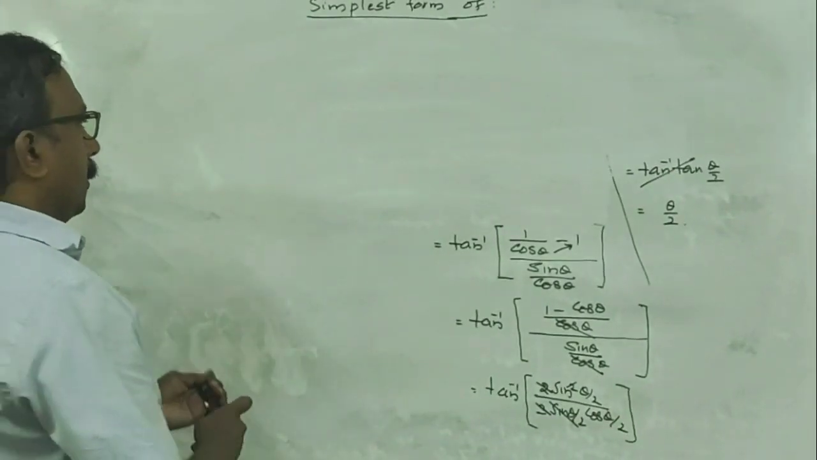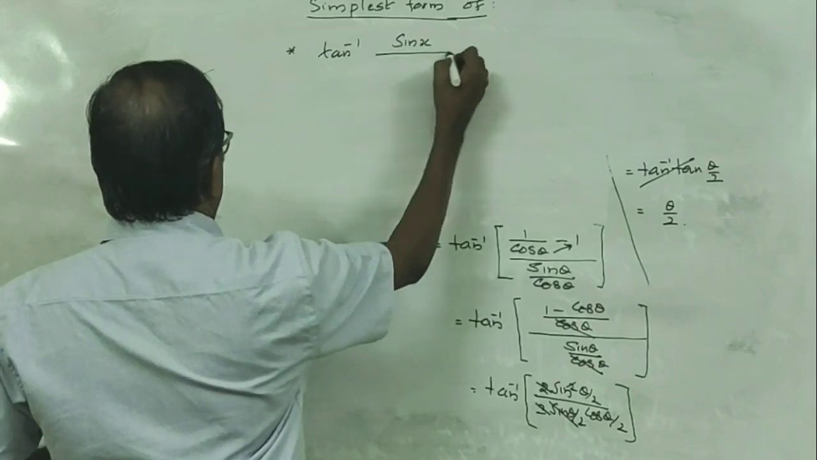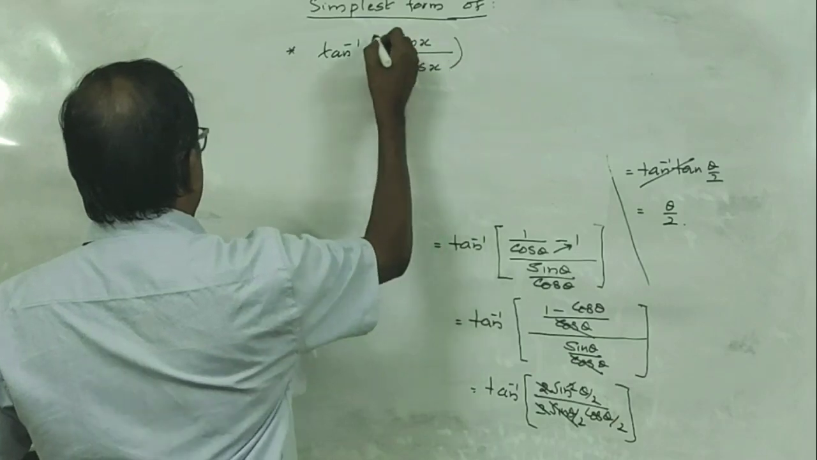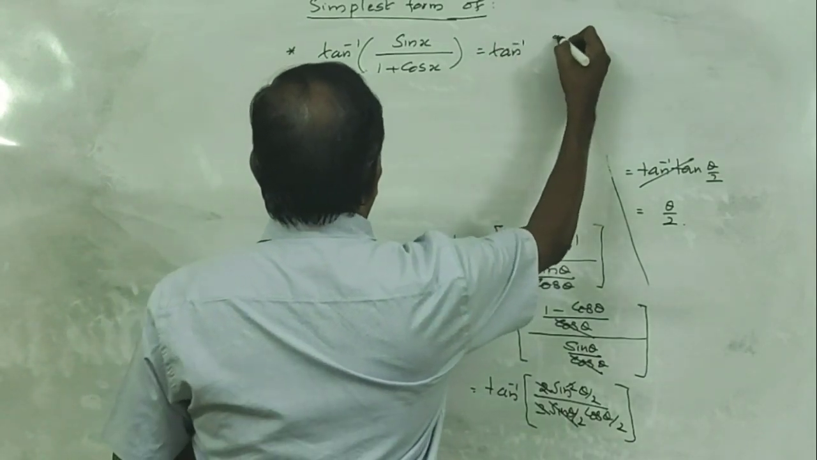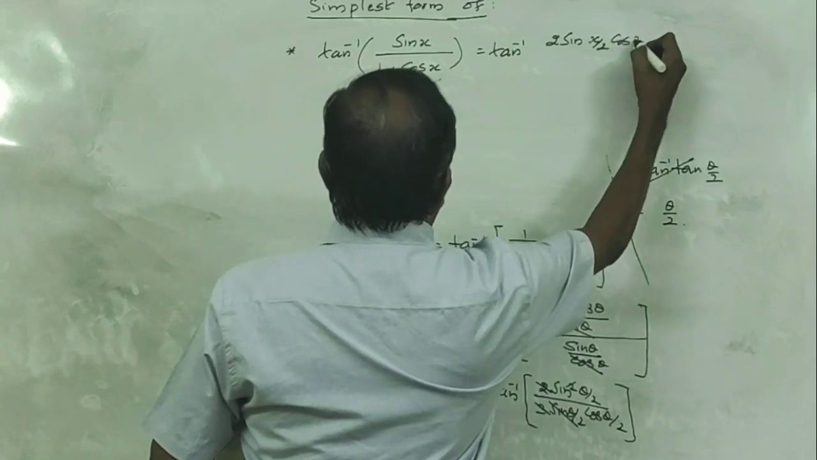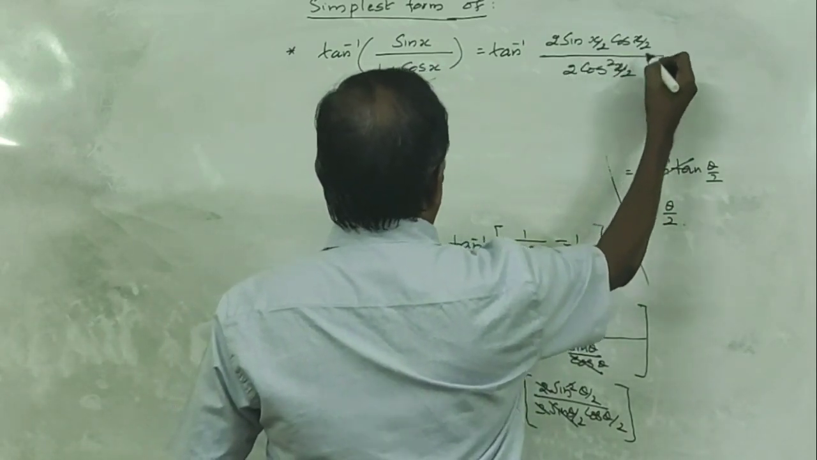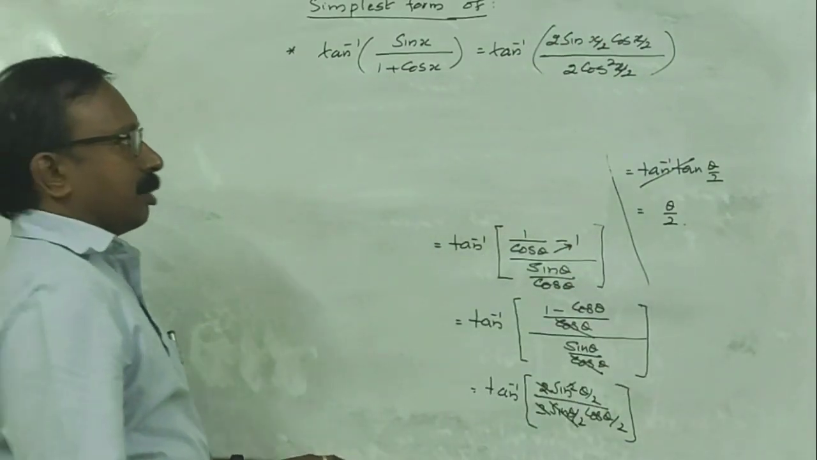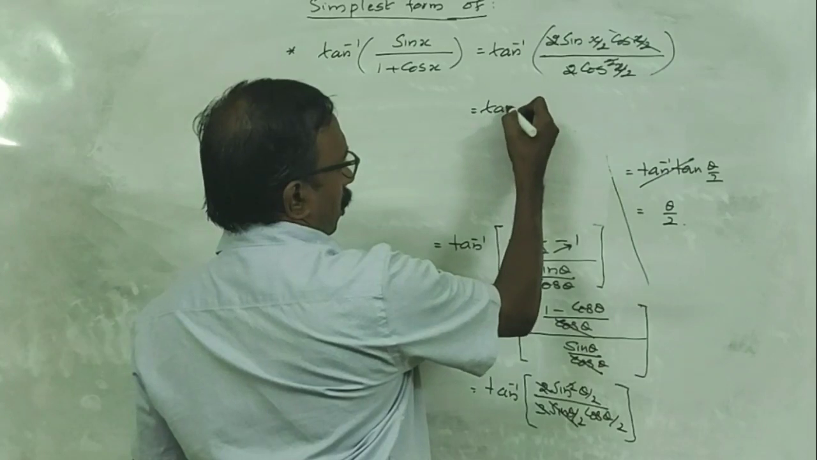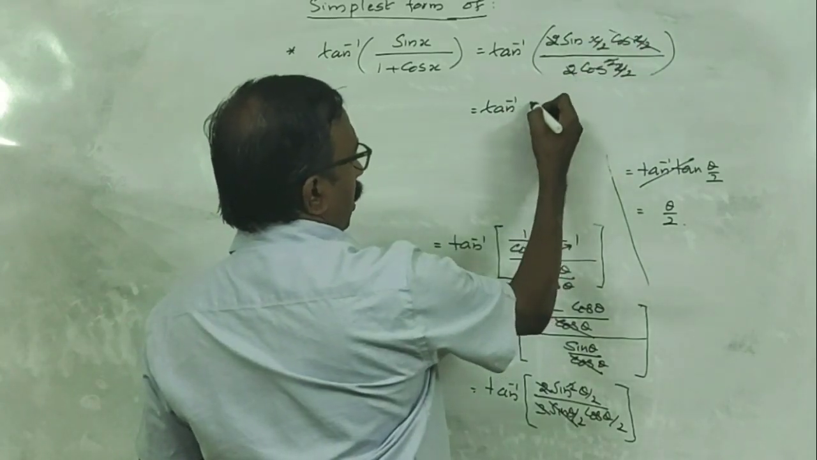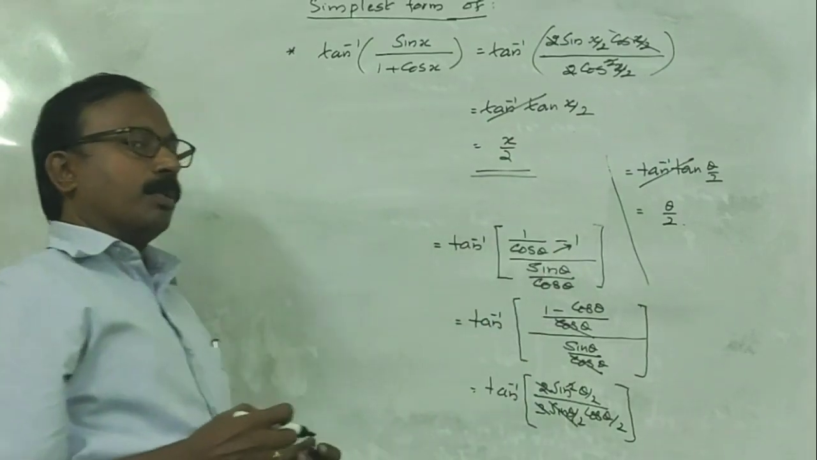Now next question is tan inverse of sin x by 1 plus cos x. Sin x can be written as 2 sin x by 2 into cos x by 2, as in the previous question. 1 plus cos x is in a standard form, 2 cos square x by 2. Here also cos x by 2 and 2 get cancelled. Now tan inverse of sin x by 2 by cos x by 2 is tan x by 2. So we get x by 2 as the simplest form of this function, isn't it?